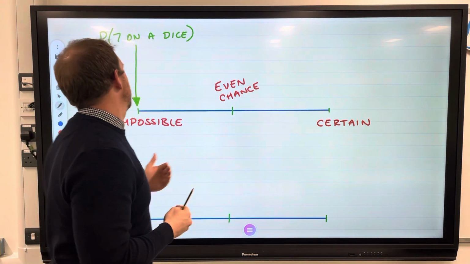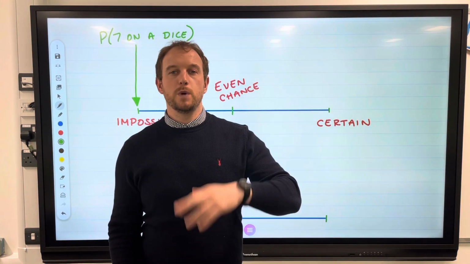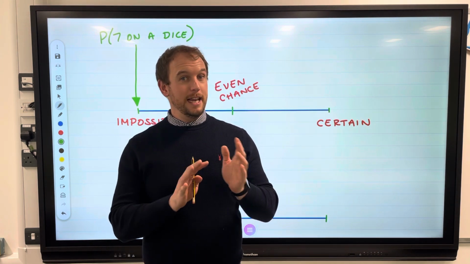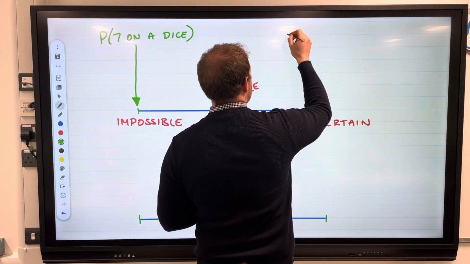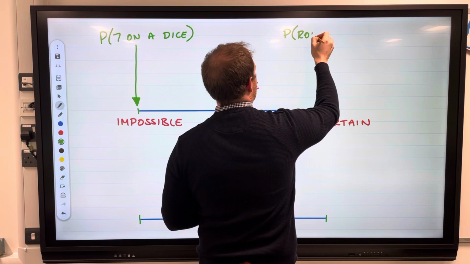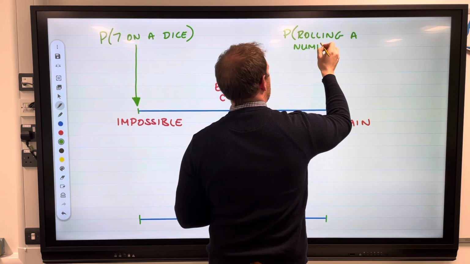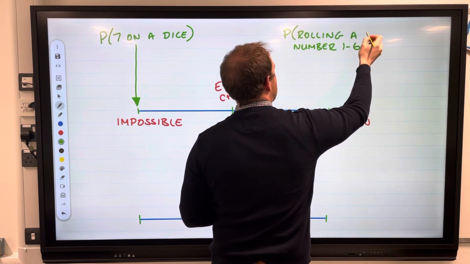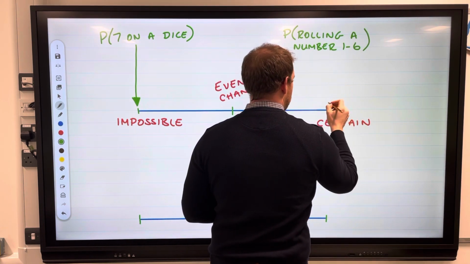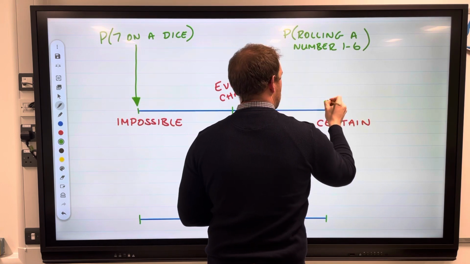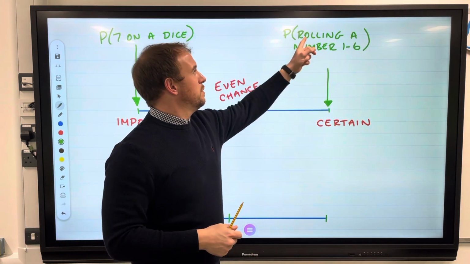Okay, so then if I said, using the dice again, the probability of rolling any number between 1 and 6, it's going to happen. Okay, so it's going to be certain. So the probability of rolling a number between 1 and 6, it is going to happen. So therefore I would draw, let's make that a bit more accurate, an arrow on certain, okay?